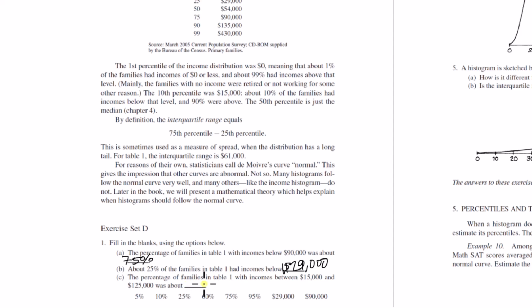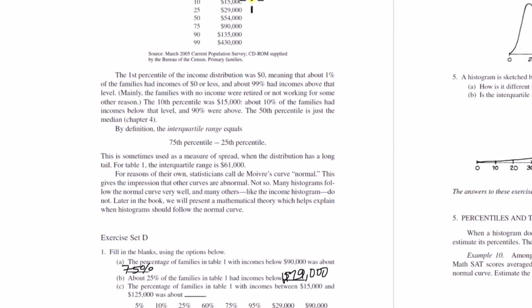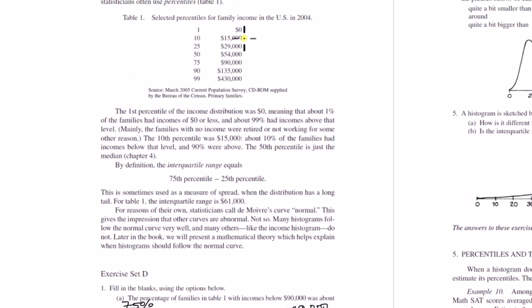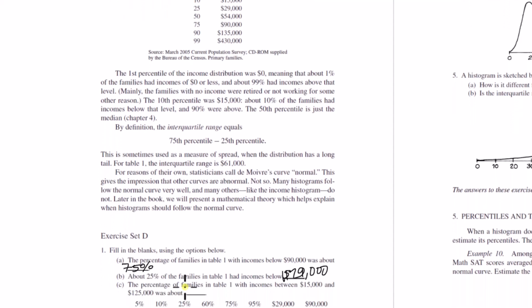The percentage of families in Table 1 with incomes between $15,000 and $125,000 was about what? Okay, so if we come here, we can look and see what's the percentage between 15 and 135. That'll give us an idea. If 10% were below 15 and 90% was below 135, then you'd have 80% in between. So it'd be a little bit under 80%. 75% is the best option here.